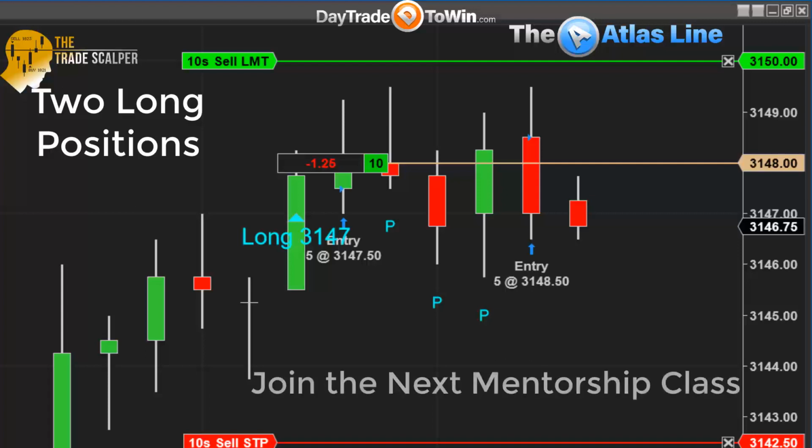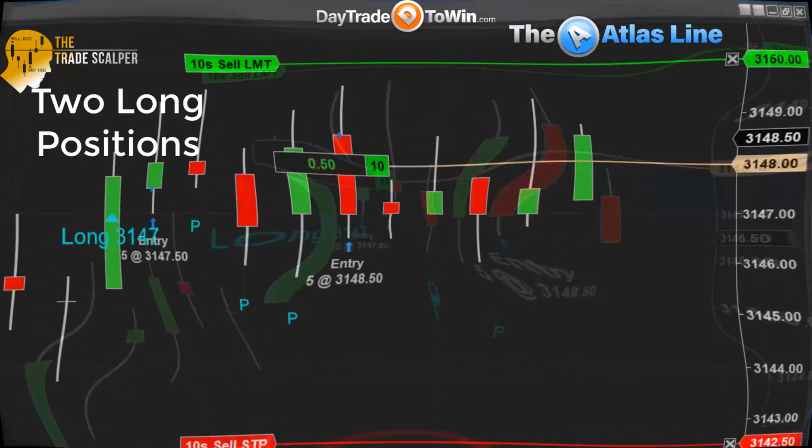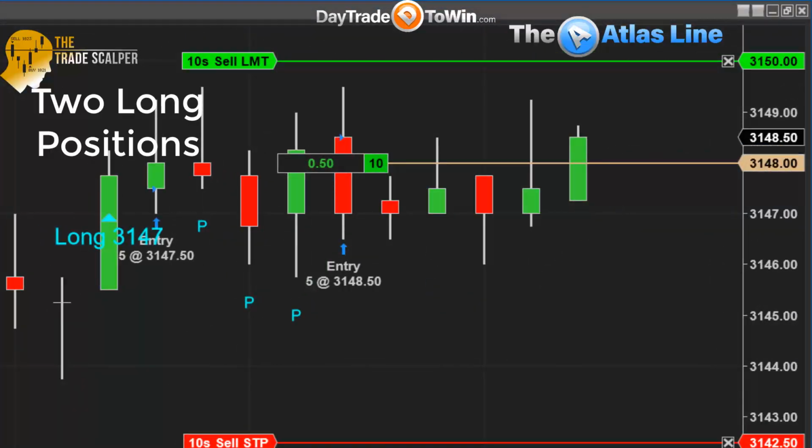So what we're doing is we're adding a position in the same direction, which is important, always going long. They're only long trades, adding a position and looking for a target. Now, if you moved the target to 31.49, it would be 1.4 ticks for all of the positions that you have. I'm going to keep it there at 31.50. Now, as we progress into this trade, I'm still long these two positions based on the trade scalper signal and the Atlas line pullback trade.